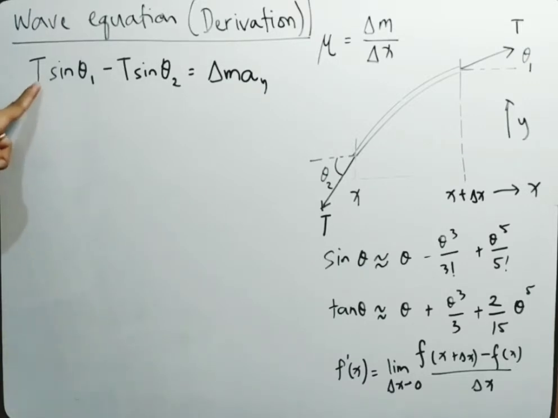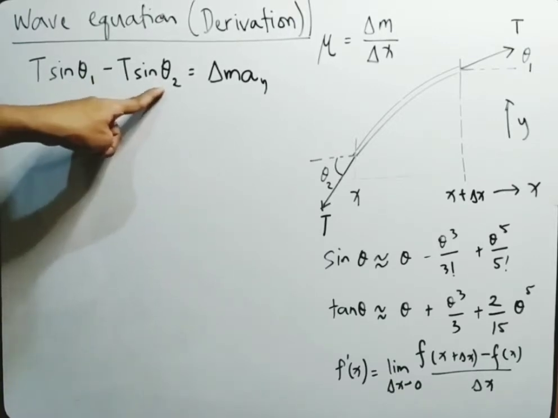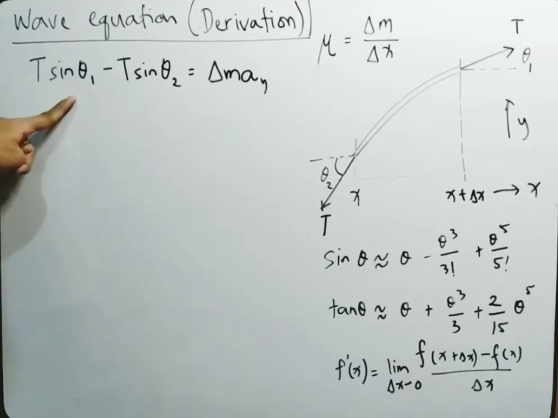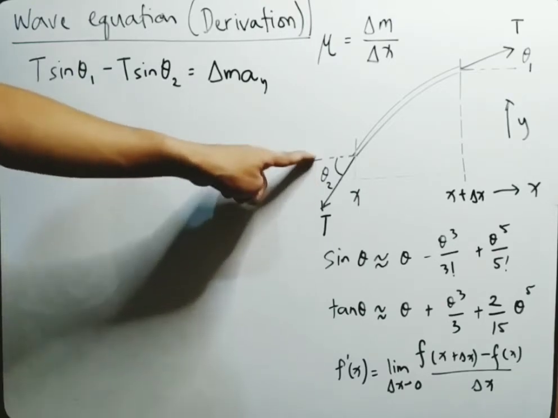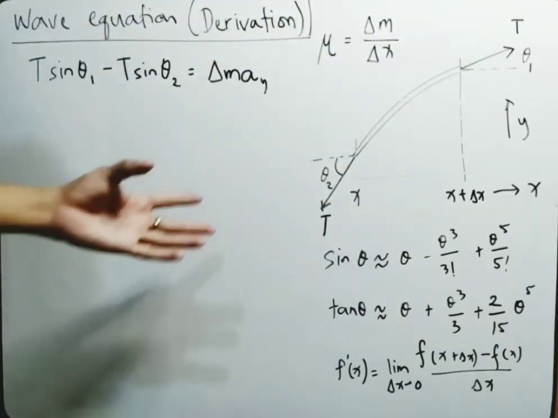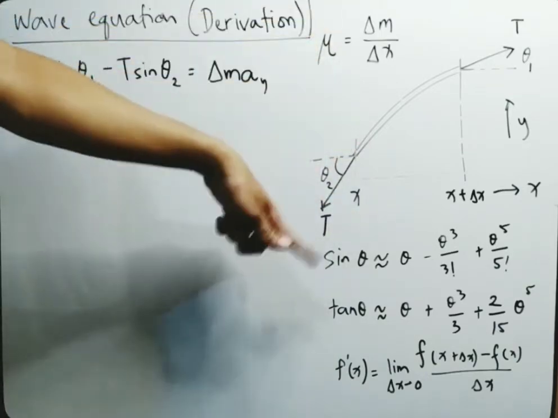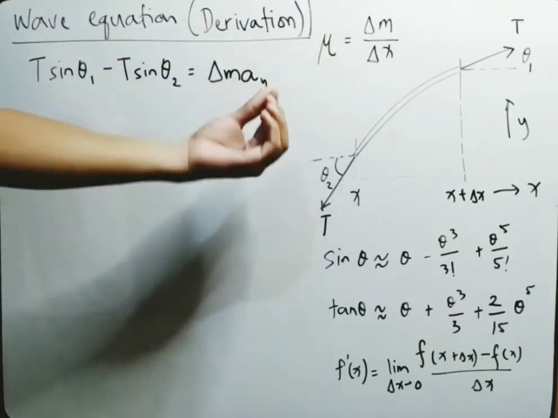So we have here T sine theta 1 minus T sine theta 2. Why do we choose sine theta, not the other trigonometric functions? Because we only care about the vertical component of the tension. Why? Because as we said before, the string is only moving along the vertical. The string doesn't move along the horizontal.